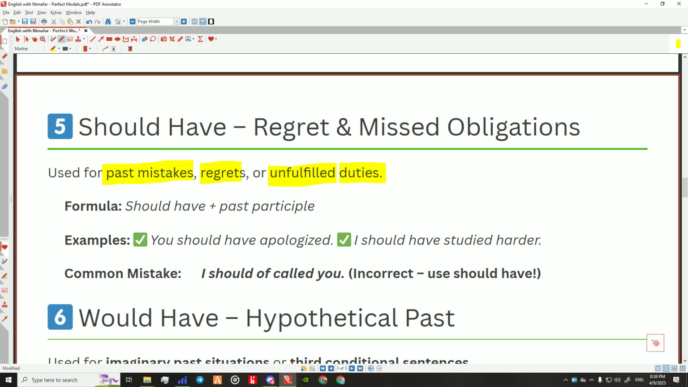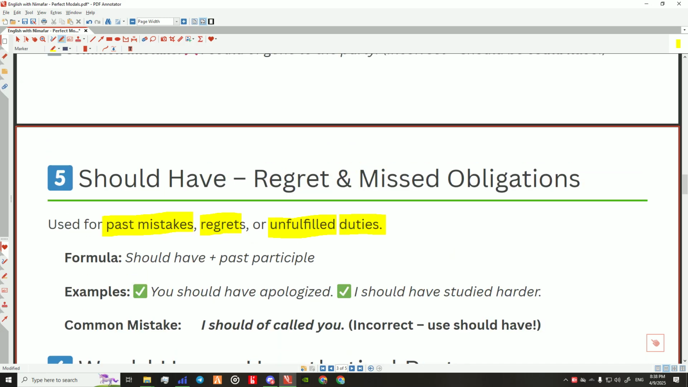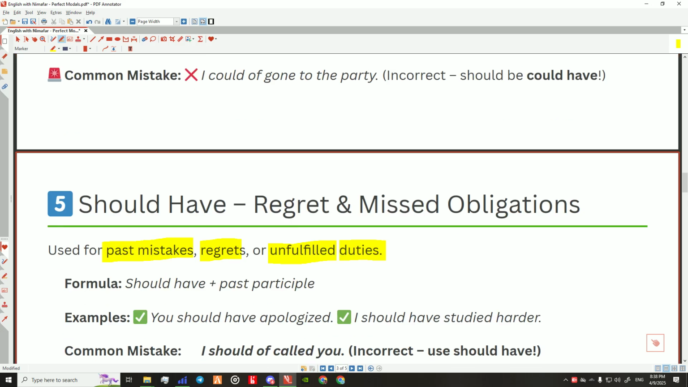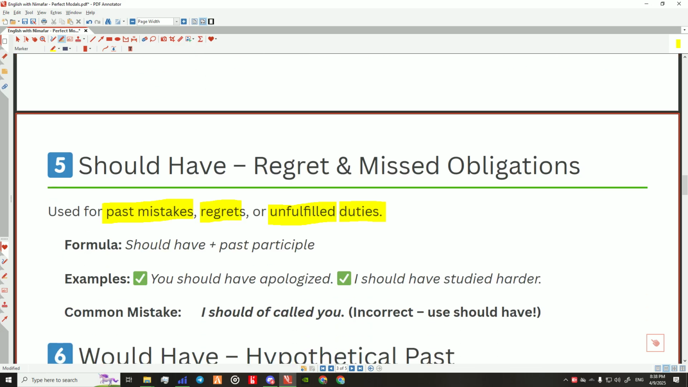I should have studied harder. Or I should have... We don't say that, of course. It's a common mistake. I should have called you. So, it's for regret and missed obligations.